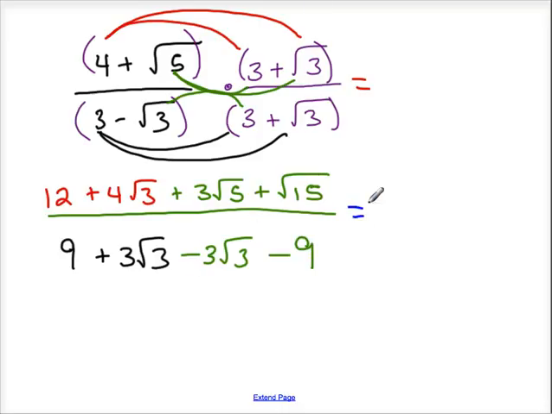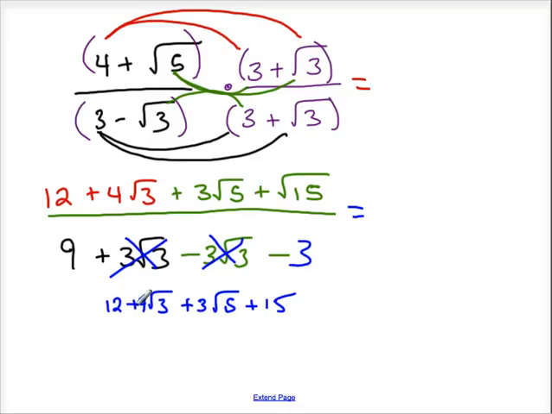So my numerator stays the same. So 12 plus 4 radical 3 plus 3 radical 5 plus 15. I'm sorry, so I have a mistake here. This should have been a 3, not a 9. Good, thank you. Over, and then 9 minus 3, again, answer of 6.